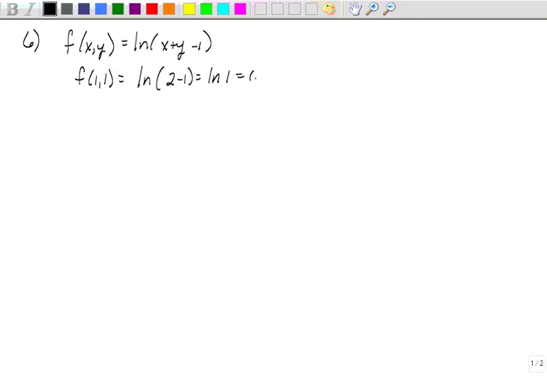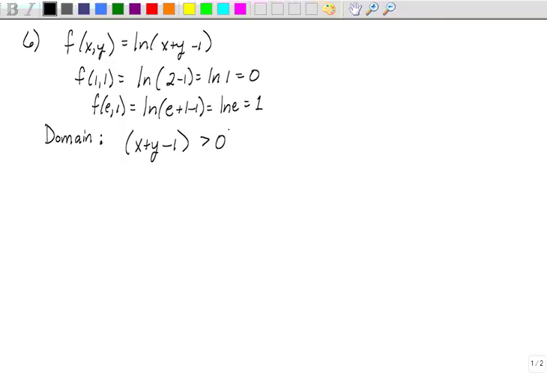All right, let's look at number 6. F of 1, 1 is ln of 1 plus 1 minus 1, which is ln of 1, which is 0. F of e, 1 is ln of e plus 1 minus 1, which is ln e, which is 1. So you're taking an ordered pair to a real number. Now the domain, remember for ln, the inside expression has to be positive. You can't take the ln of 0 or a negative number.